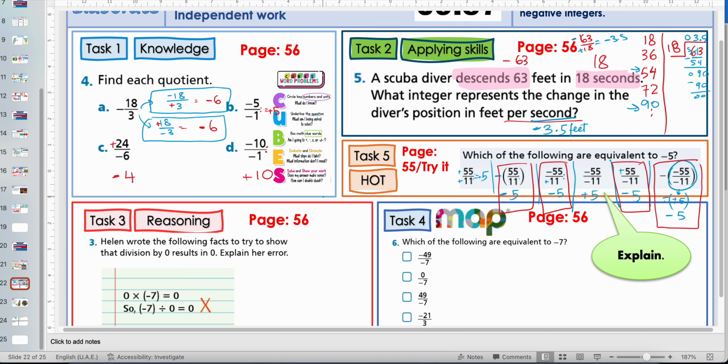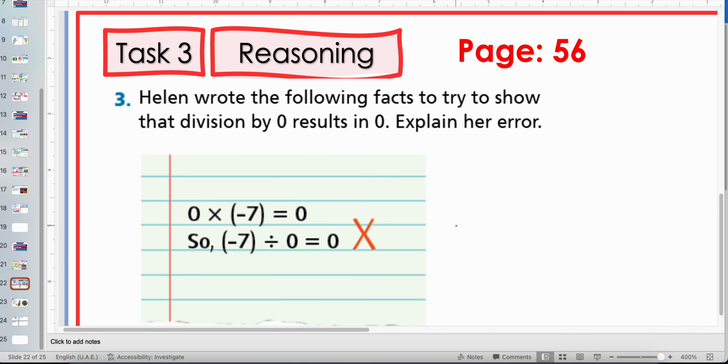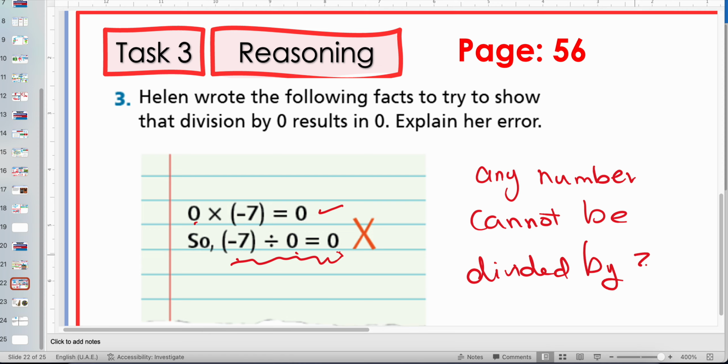Helen wrote the following facts to try to show that division by 0 is the result of dividing by 0. She said that since 0 times negative 7 is 0, then negative 7 divided by 0 is 0. What is her mistake? I can say clearly that any number cannot be divided by 0. So that's her mistake.